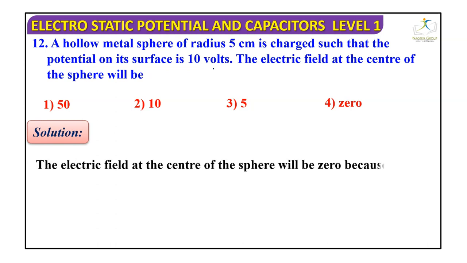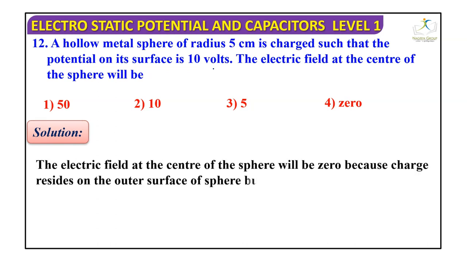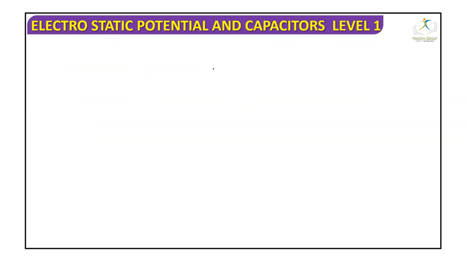The electric field at the center of the sphere is 0 because charge resides on the outer surface of a sphere but not inside the sphere. That's why the correct answer for this question is option 4.